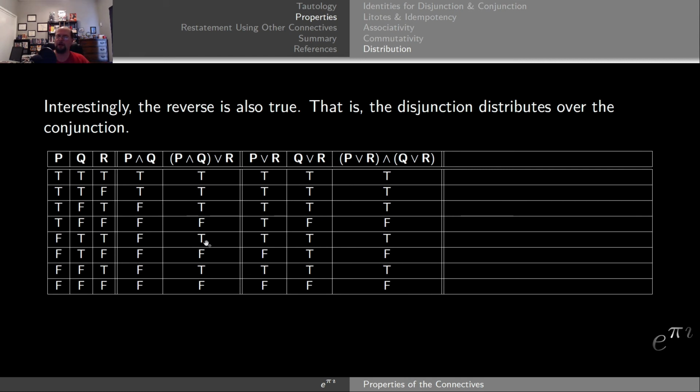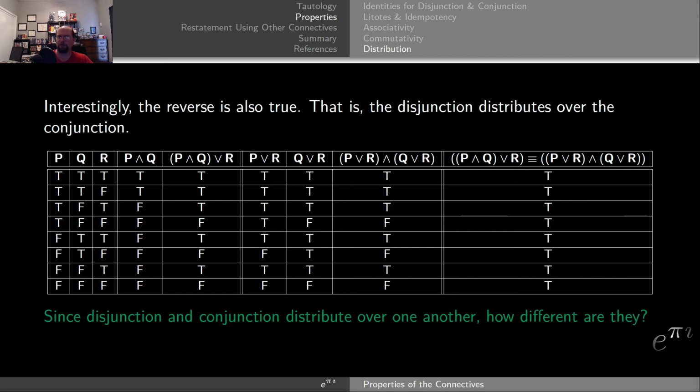this column here. Thus, if I look at the equivalence, true equivalent to true is a true statement. Same thing with false equivalent to false is also a true statement, giving me the tautology. Thus, one can say that the disjunction distributes over the conjunction.